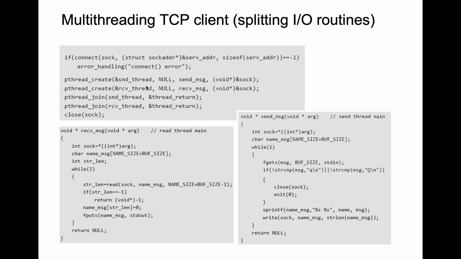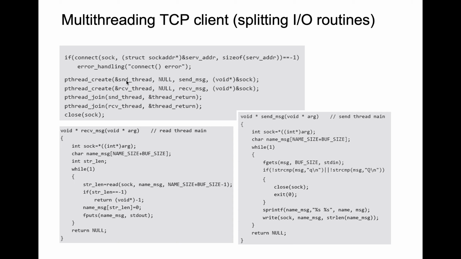And what is the client side doing? Let's take a look. The client side is also creating two threads. One of the threads is for sending and the second is for receiving, and as you guessed, it's splitting the IO routines, input and output routines. So the receiving part is the input routine and sending is the output routine.